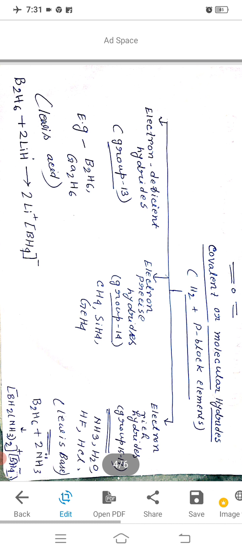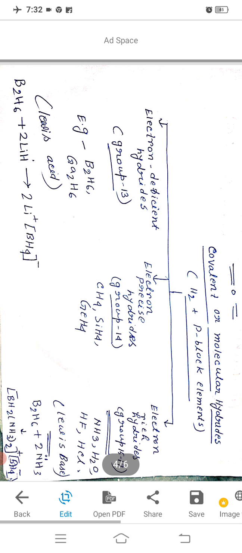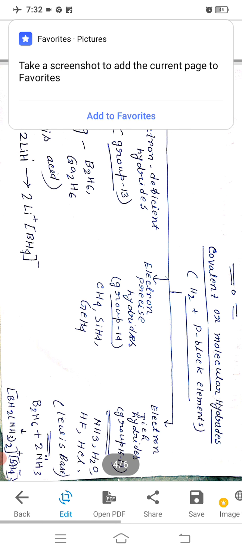When hydrogen combines with elements of comparatively high electronegativity, such as p block elements, covalent or molecular hydrides are formed. So covalent or molecular hydrides are formed by the combination of hydrogen with p block elements.